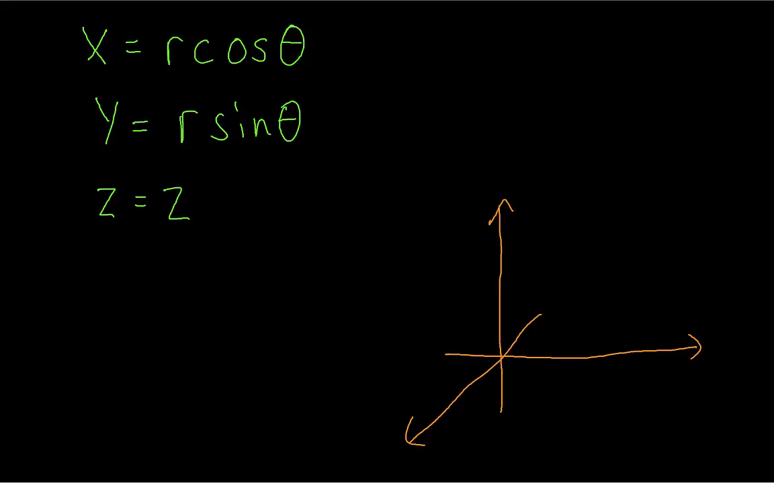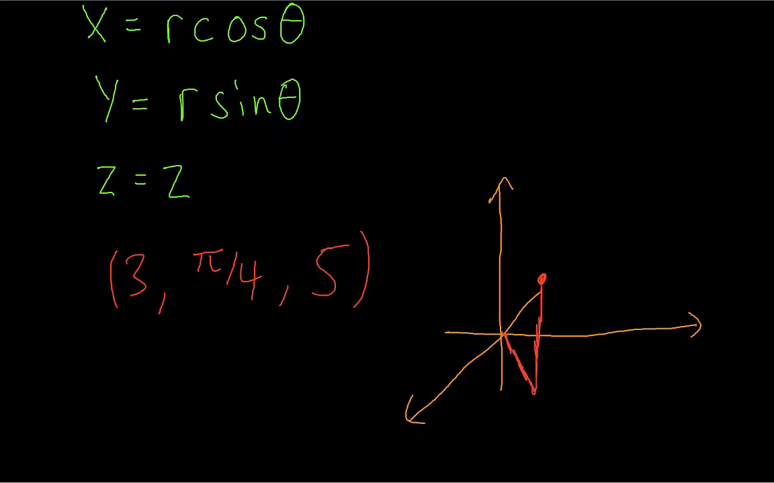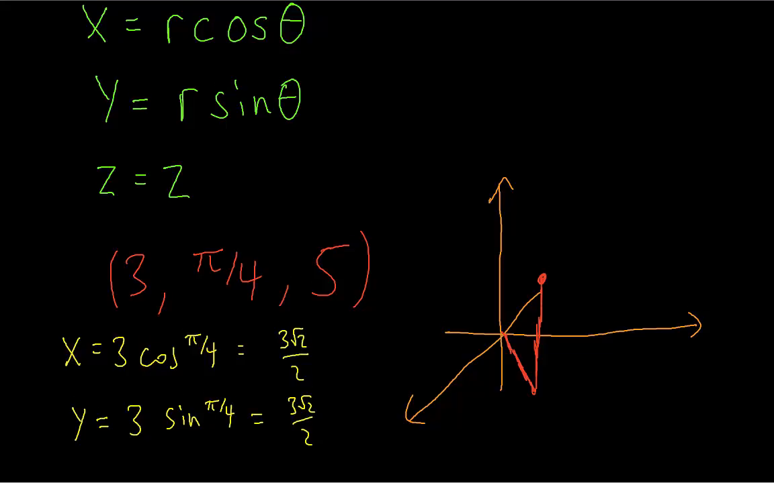So say we wanted to convert the point (3, pi/4, 5). So first of all, let's make a rough sketch of the point. So we go to the angle pi/4 from the positive x-axis, move forward 3, and then up 5. Okay, so it looks something like that. And then to convert, we simply use the formulas. So this is the coordinates of the same point in rectangular coordinates.